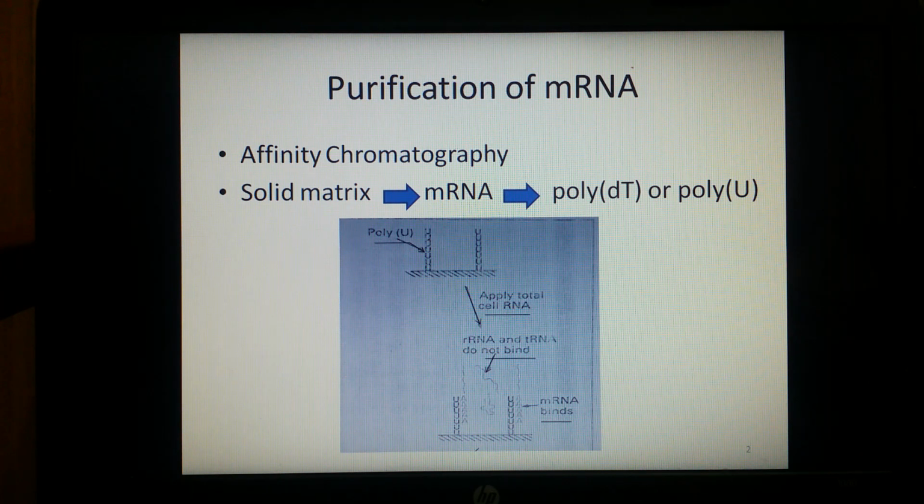In today's lecture, we will discuss purification of messenger RNA, and later on we will discuss in detail the third step of post-transcriptional modification, that is intron splicing. So let's start our topic.